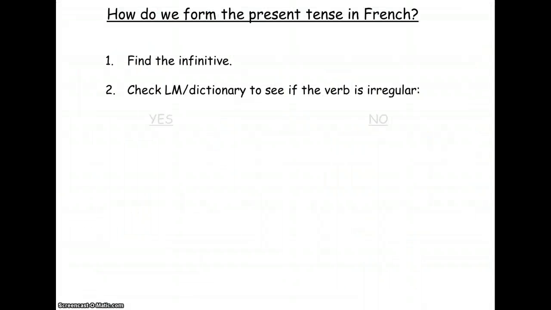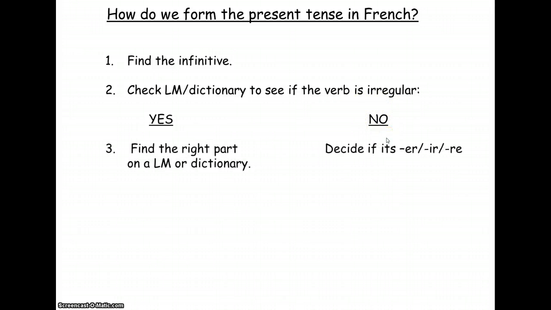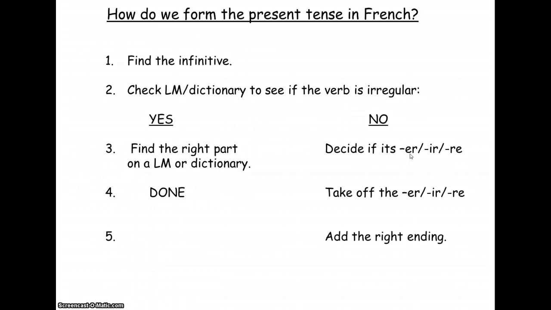So in that case, we go back to our next question. So the verb is not irregular, it's perfectly regular, so we're here. So we need to decide whether it's ER, IR, or RE. Well, we saw it was ER, aimer, so we move on to the next stage, which is take off the ER and then add the right ending.